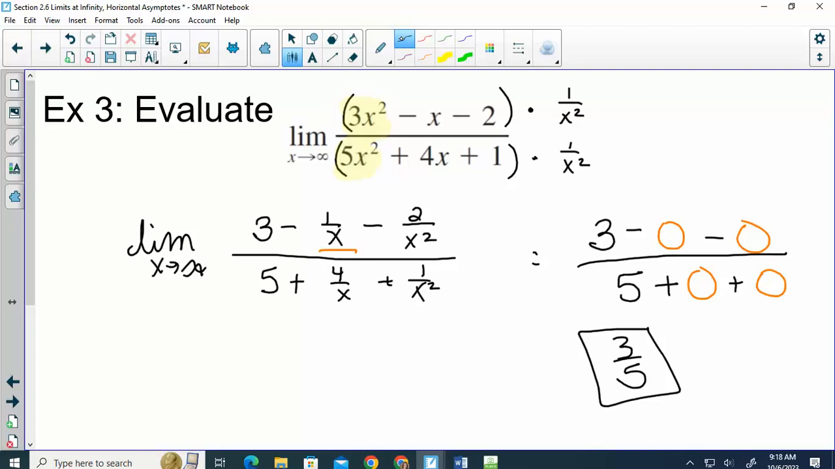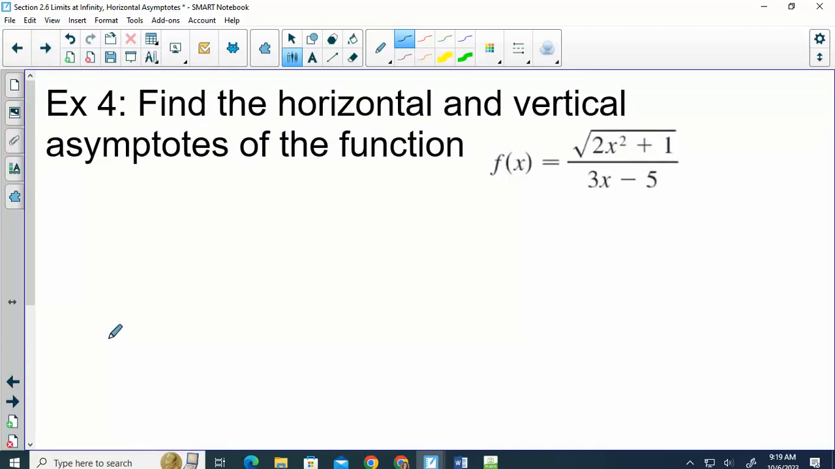All right. Let me try another one. I want horizontal and vertical asymptotes here. Let's start with vertical asymptotes. I know those are just the places where we have those infinite discontinuities, right? And we know that happens where? When the denominator is 0. So to find my vertical asymptote, I just need to know when this denominator equals 0. So I get x equals 5/3.